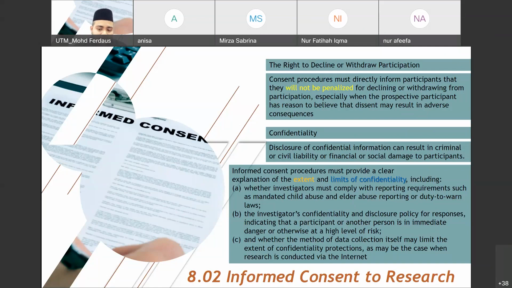The investigator's confidentiality and disclosure policy for responses indicating that a participant or another person is in immediate danger or otherwise at a high level of risk. In cases like suicidal ideation, if they are at high risk or in immediate danger, then we are not going to assure confidentiality, so we need to inform them. And whether the method of data collection itself may limit the extent of confidentiality protection, as may be the case when research is conducted via the internet.